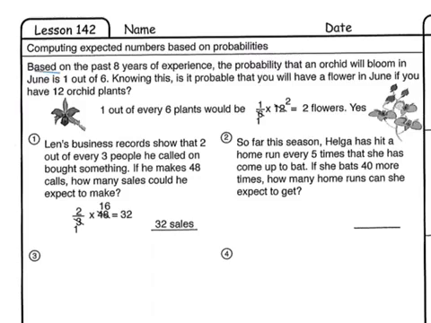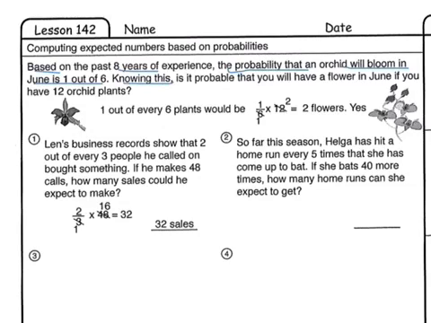It says, based on the past 8 years of experience, the probability that an orchid will bloom in June is 1 out of 6. In other words, you have 6 orchids, and one of those is going to bloom in June, sometime in June. That's probability. It doesn't mean that there's only 6 orchids. You might have hundreds of orchids, but 1 out of every 6 orchids is going to bloom.